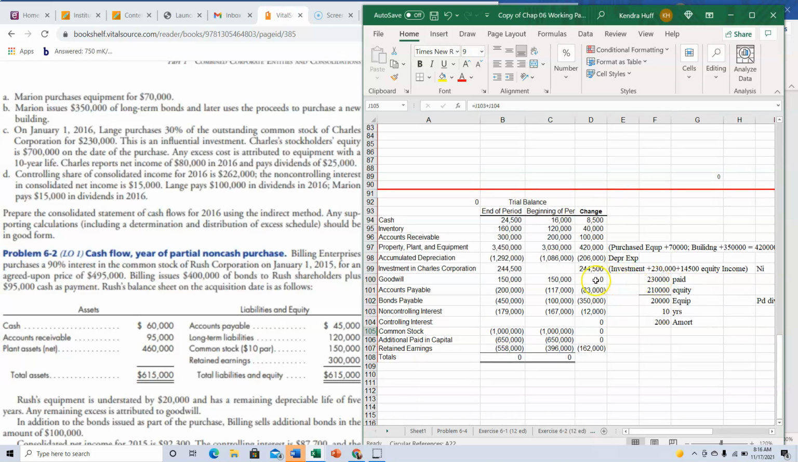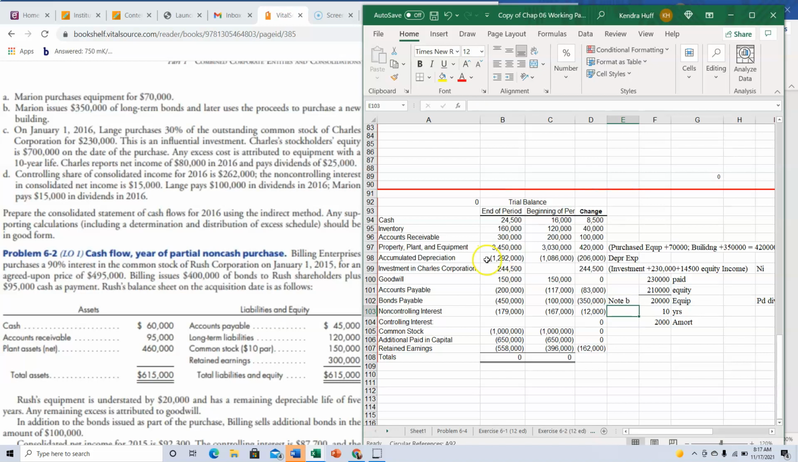All right. Goodwill, there's no change. Accounts payable was just decreased, so we'll talk about that when we do the statement of cash flows. All right, the bond payable, that came from the bond issue. I'm just going to put note B here.